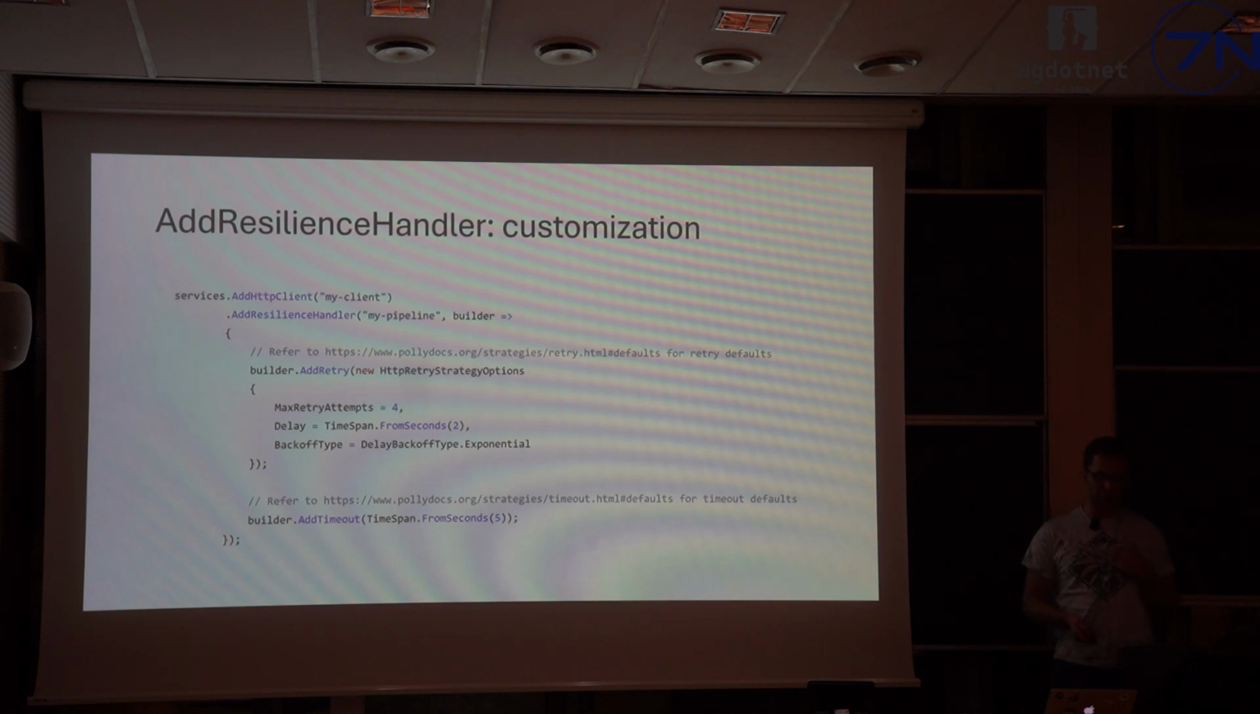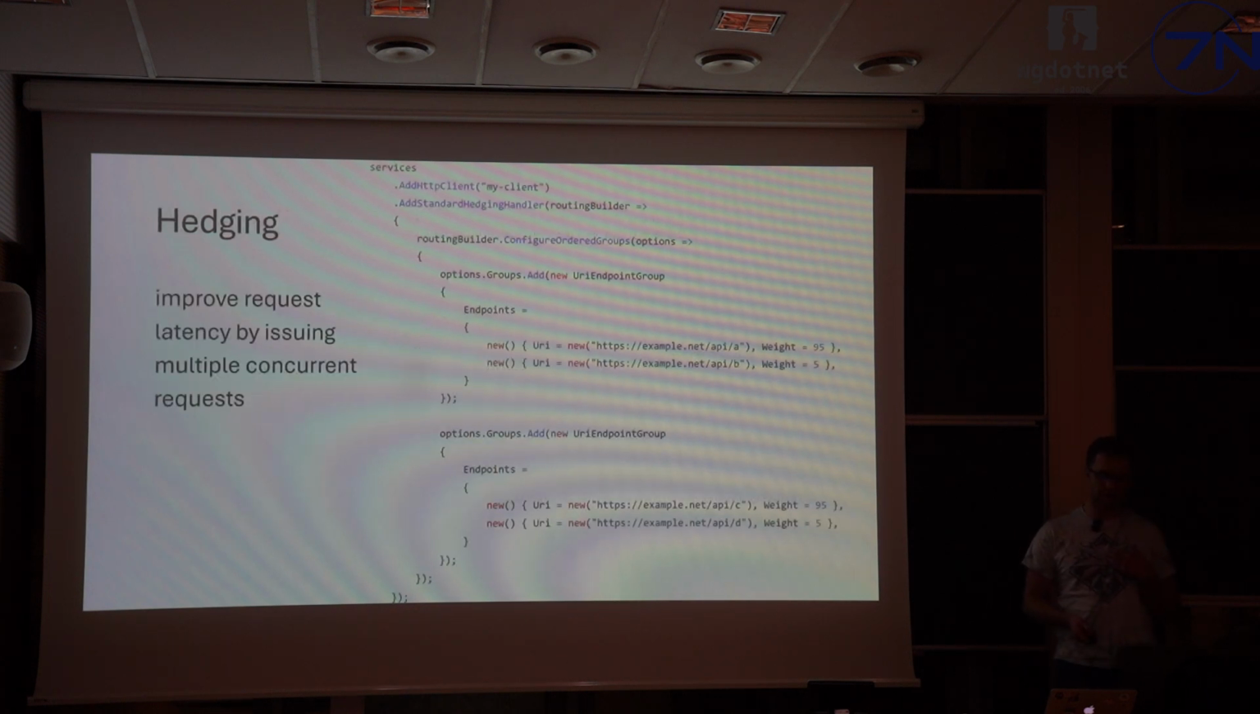And another cool feature is that you can specify hedging. So what is hedging? Hedging, to improve the latency, you can perform multiple requests at the same time to multiple dependencies, and whoever responds first, you take this answer and this is your answer. So you can define groups. For example, here we have 2 groups, and in each group you can specify multiple endpoints. And for every endpoint, you can also specify the probability, the weight that it's going to use.